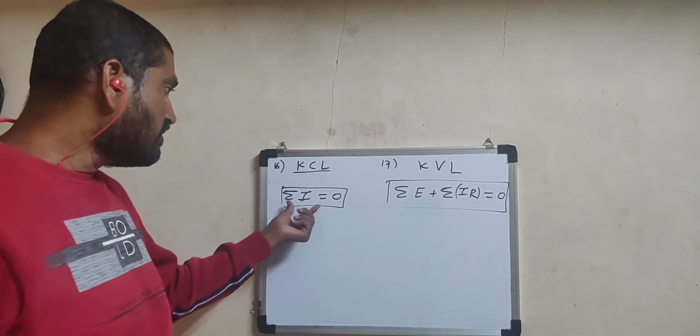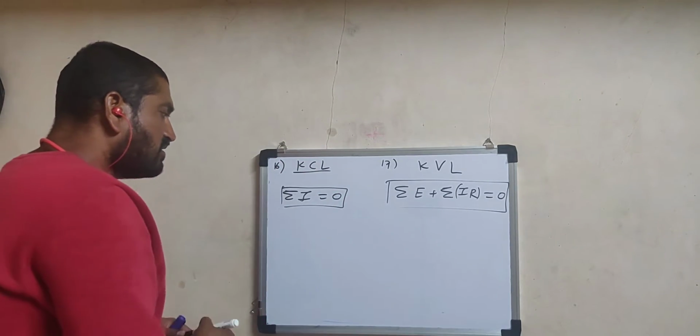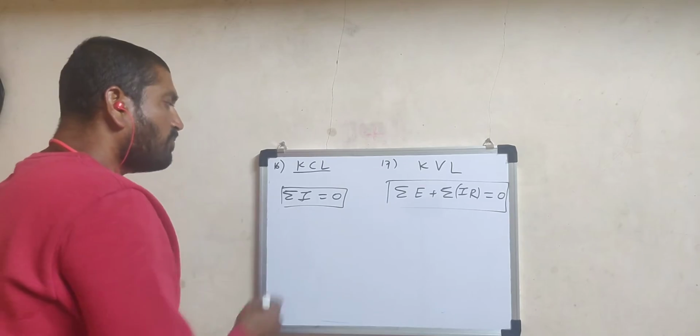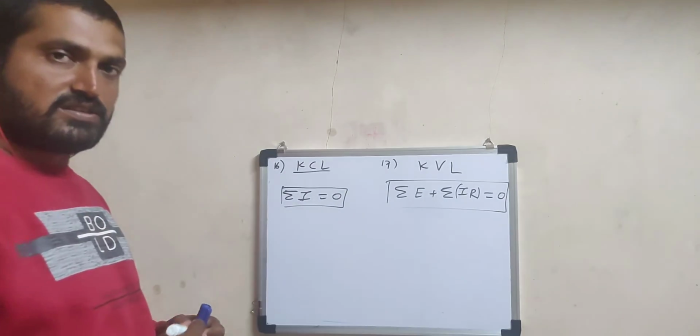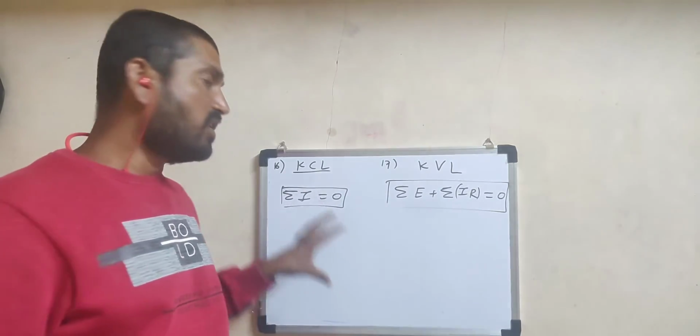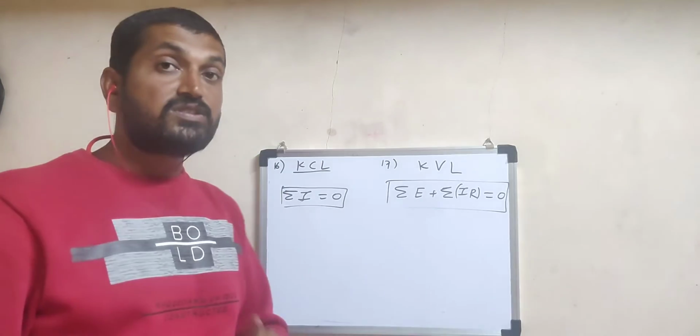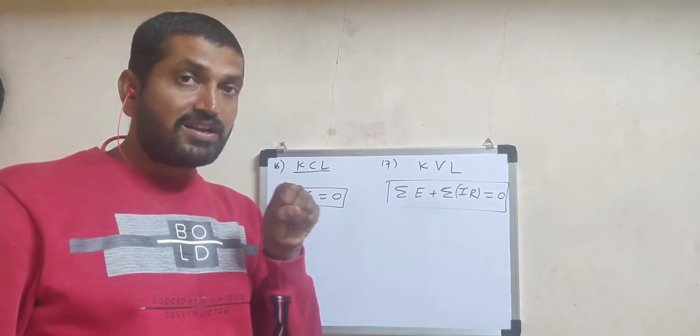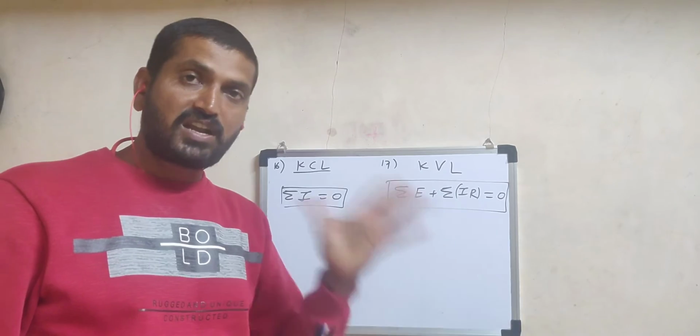Now here, one more wording is there for KCL: sum of incoming current equal to sum of outgoing current. To apply this law, we have to use a sign convention. Incoming currents are taken as positive while outgoing currents are taken as negative.